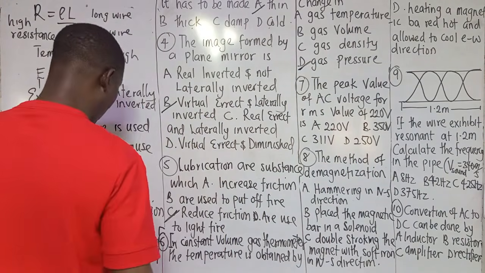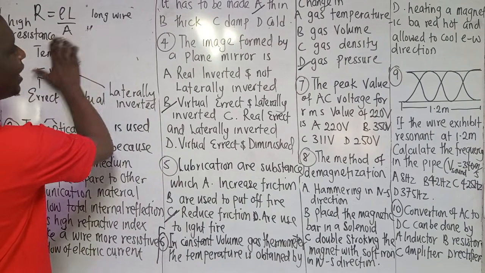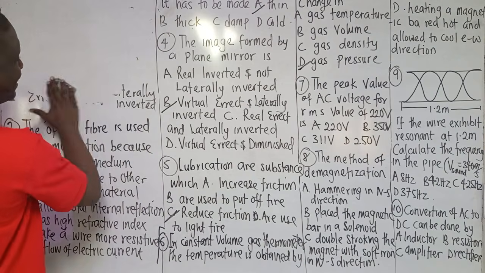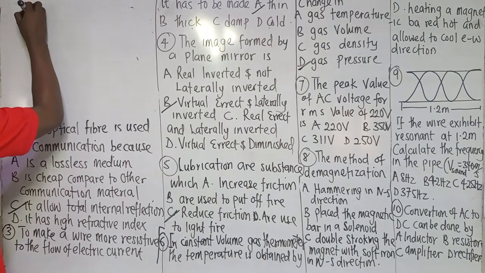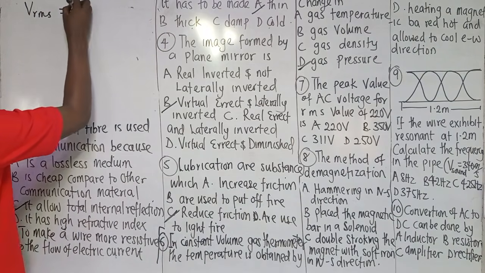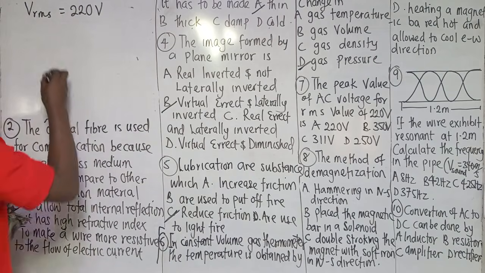Now let's go to the next question. Number 7 says the RMS value of an AC voltage is 220 volts. Then we want to find the peak voltage.